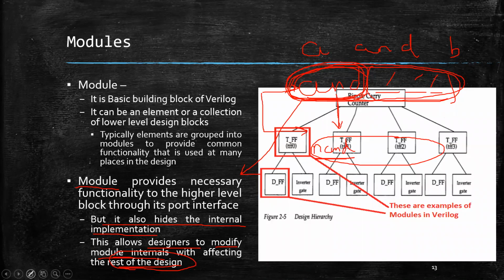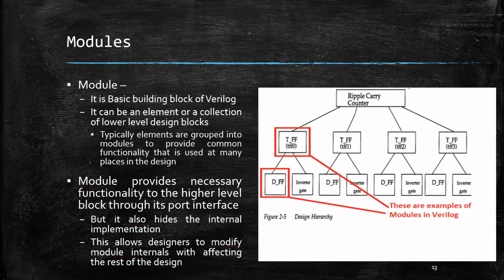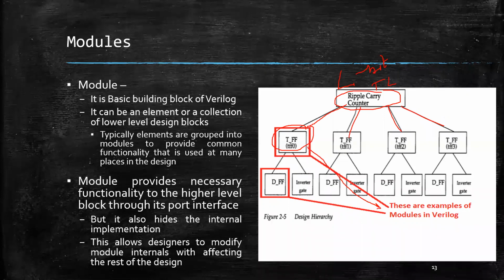Here is an example with a flip-flop, the ripple carry counter. This is the top level. This ripple counter can be implemented using flip-flops. Since we are using 4 flip-flops, this turns out to be a 4-bit ripple carry counter. Each T flip-flop is acting as a module. In later slides we will come to know what is actually happening. Each T flip-flop will be a module here.